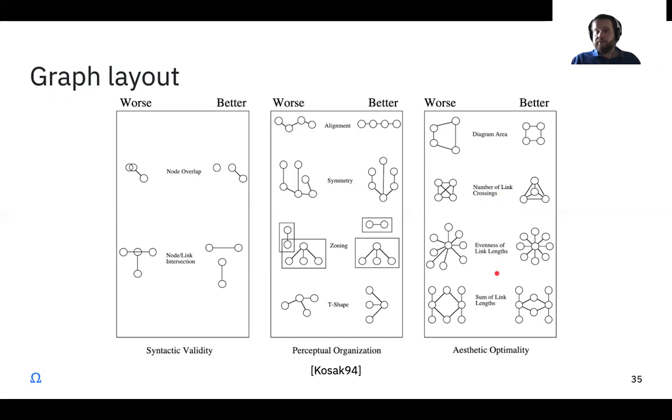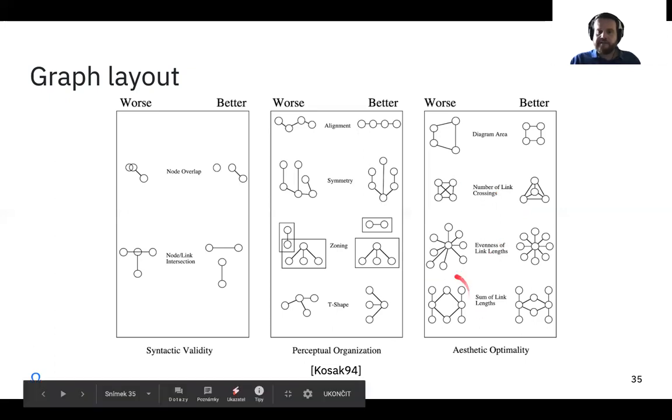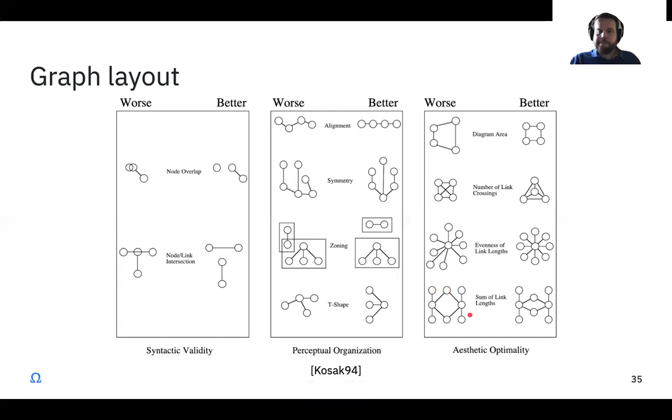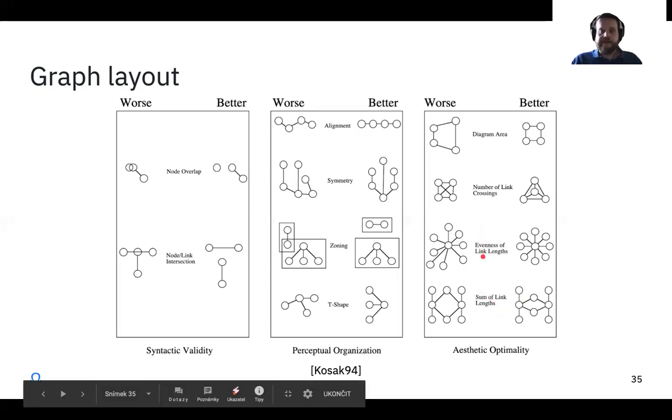Evenness of link lengths. So if you can afford it, regular nice shape, and sum of link lengths. I think that this refers to the fact that even though this is a nice regular shape, you still kind of want to collapse it a bit so that all of these are a bit more even. So I think it relates to the previous rule, unless I'm interpreting this wrong, but that's how I understood this rule. So these are related.